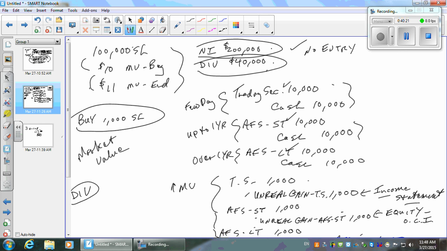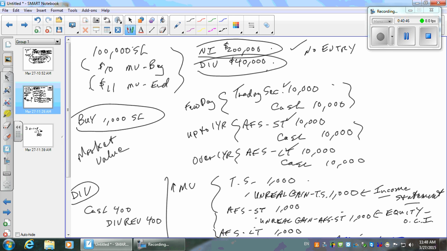What did they give us? Cash. I bet you can do this. You already know how. Debit cash 400 and credit what? Dividend revenue. You already knew how to do that, didn't you? Okay. So how much would we make off of this company this year? 1,000 for the increase in market value and 400 for the dividend.